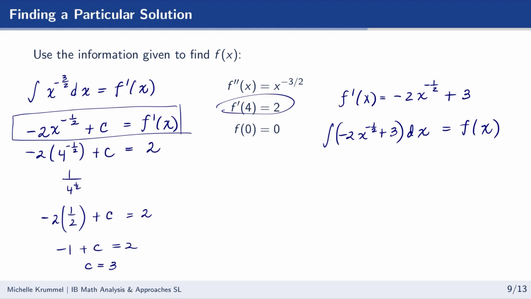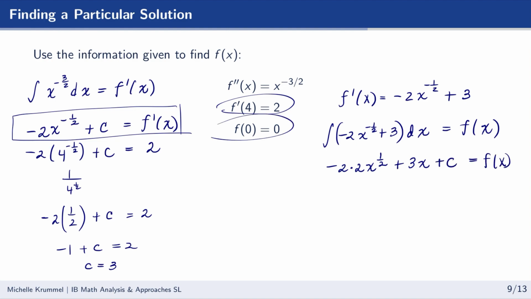So we can use reverse power rule here, -2. Then we're going to add 1 to the exponent. -1/2 plus 1 is 1/2. Dividing by 1/2 is the same as multiplying by 2. Plus, reverse power rule here, we get 3x plus c equals f of x.